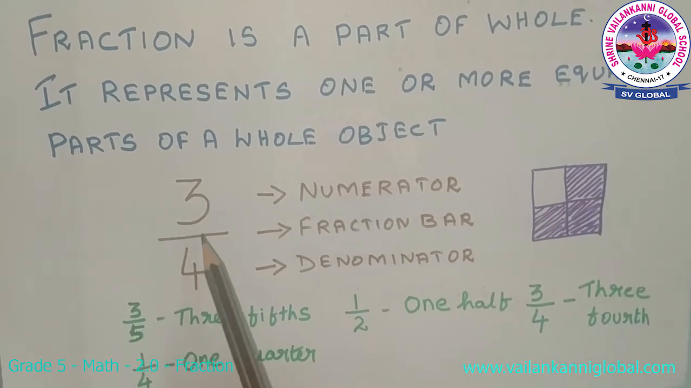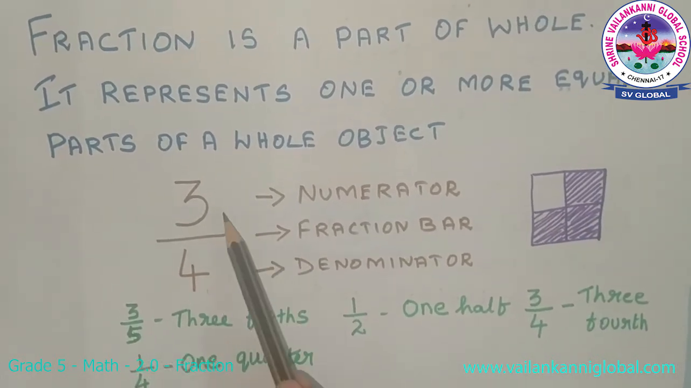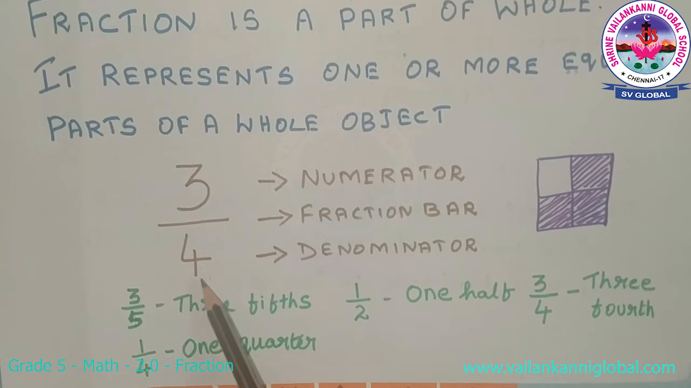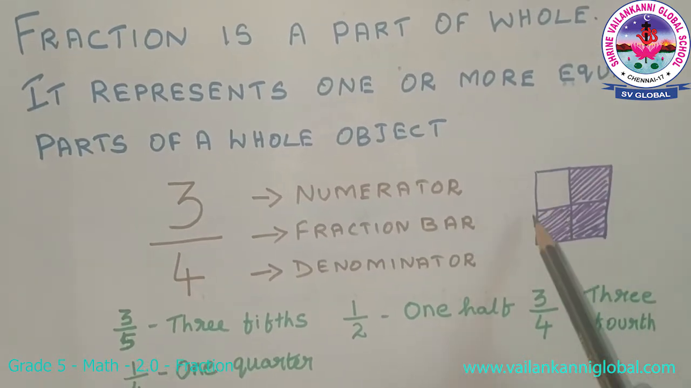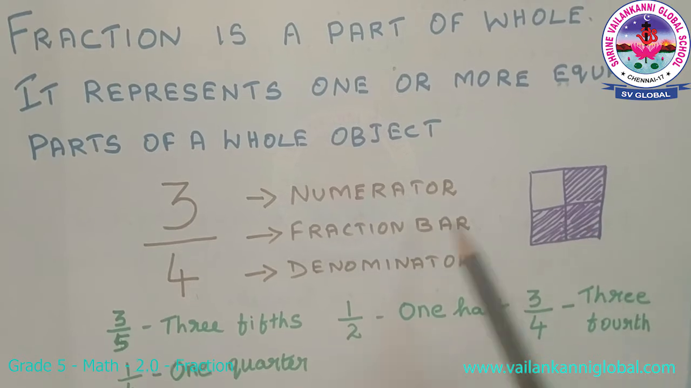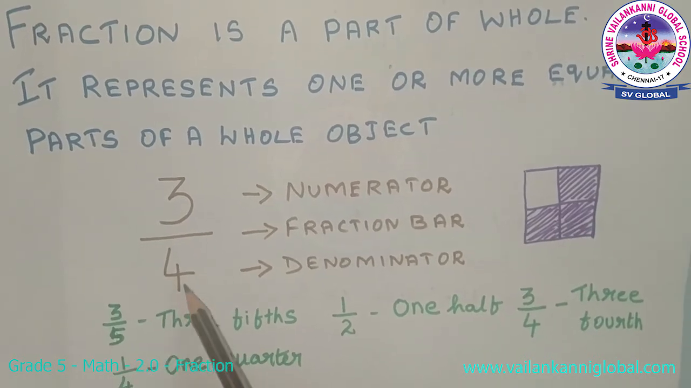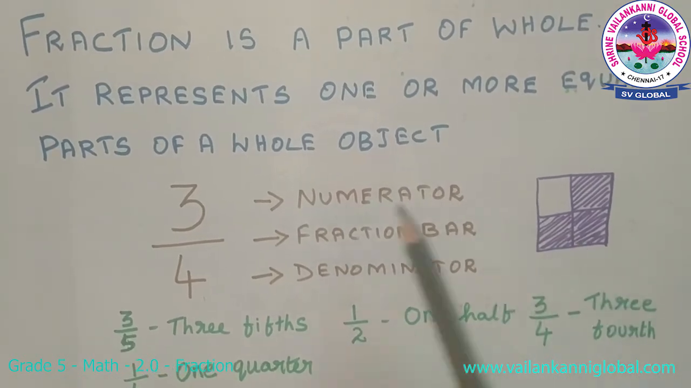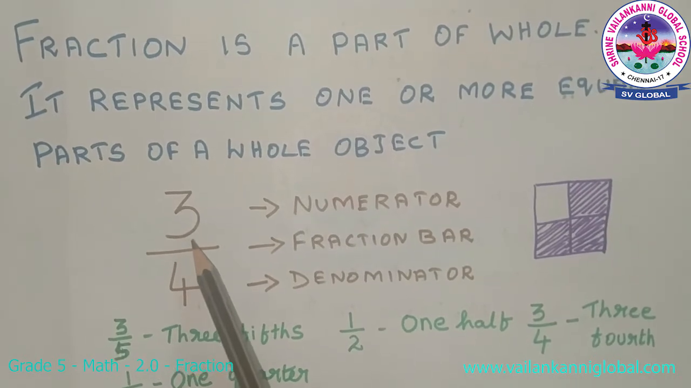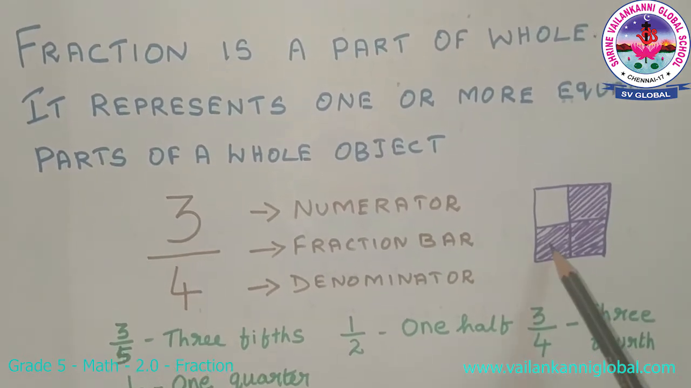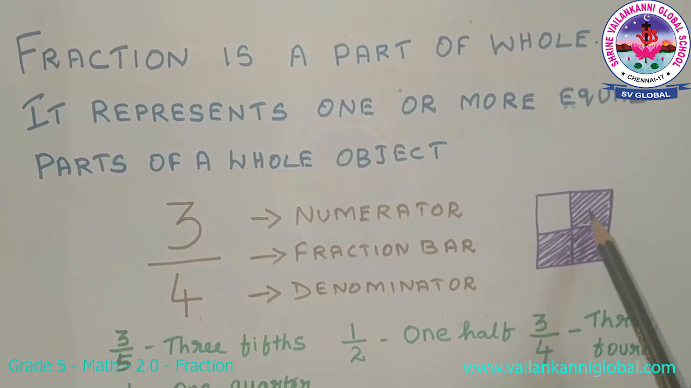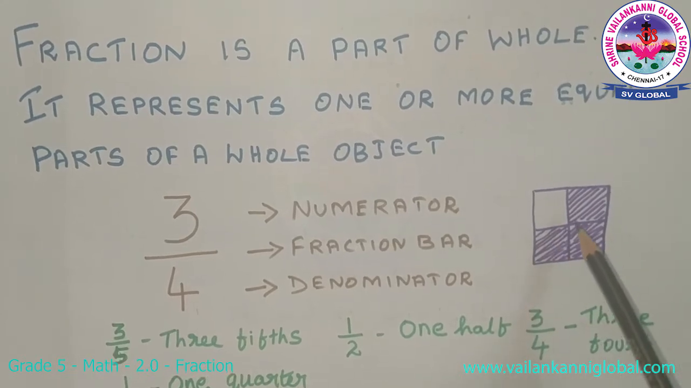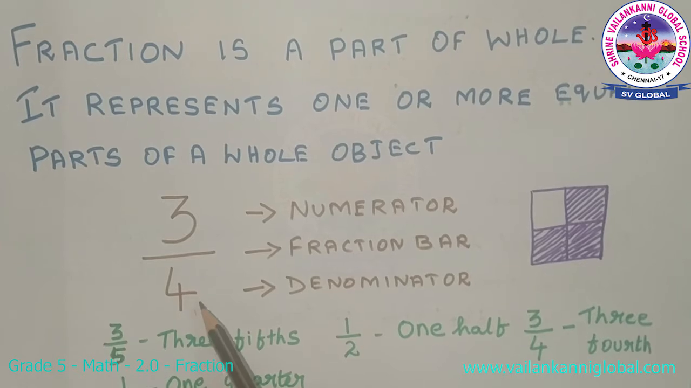So we can represent a fraction as a numerator, a fraction bar and a denominator. The denominator contains the whole, that is, how many parts we divided into. On the numerator, we write what we shaded or what we used. Here 3 parts are shaded, and 4 is the total number of parts we divided into, so it is 3 by 4.